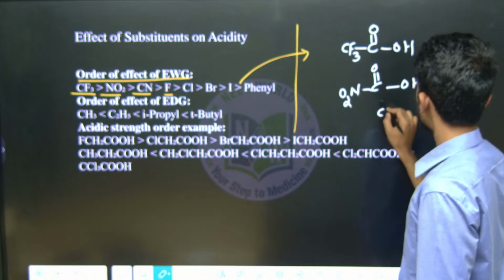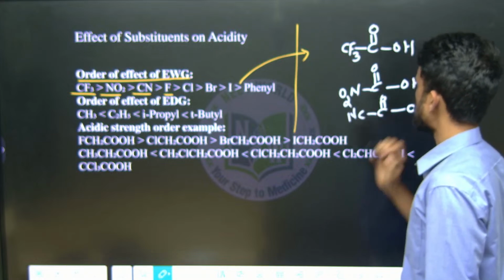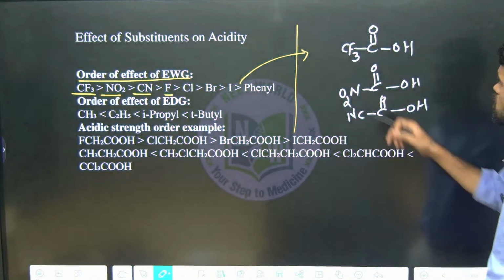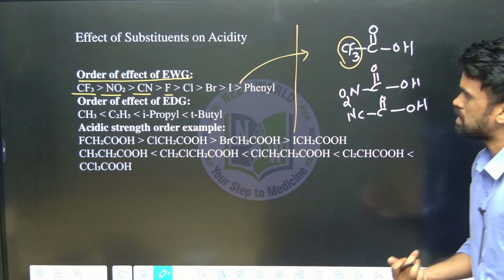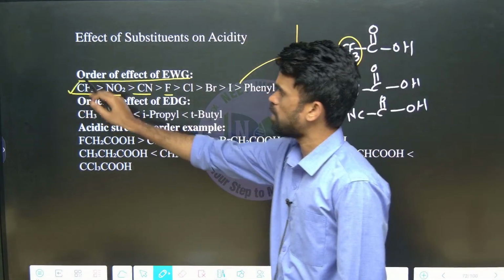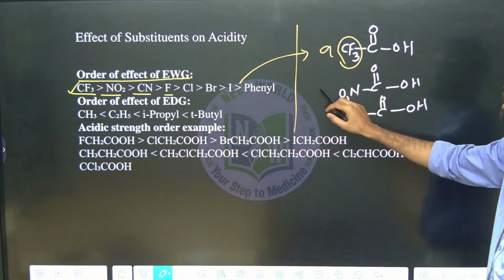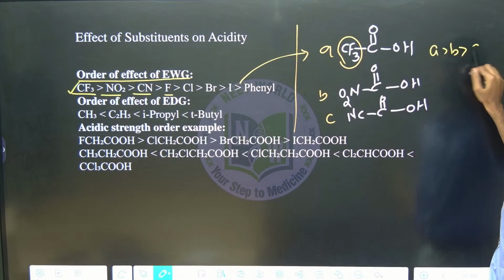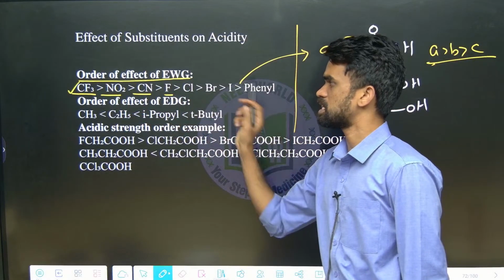and here writing cyanide. So which is more acidic, they will ask. How can we decide? Again, just now we discussed. If there is a strong electron withdrawing group, it is more acidic. So strong electron withdrawing group as per the effect order here, the experimental order. Therefore A will be more acidic than B, then least is C. So A, B, C. This order is based purely on the experimental order.